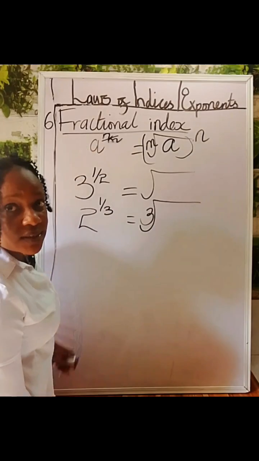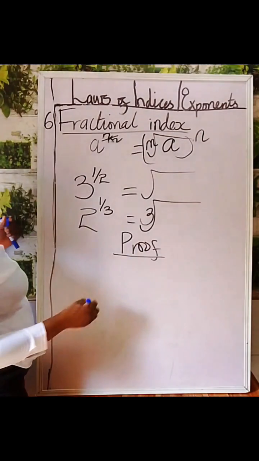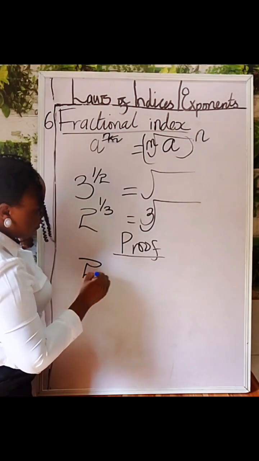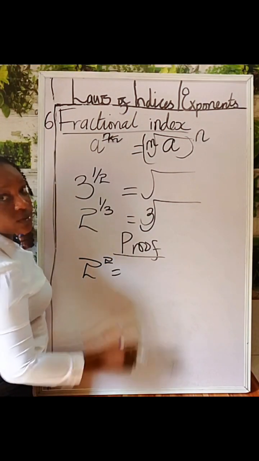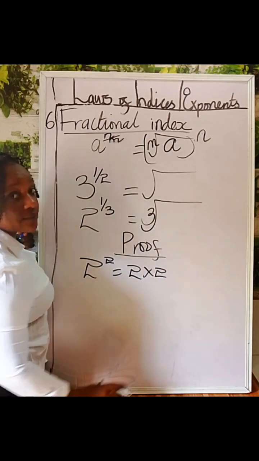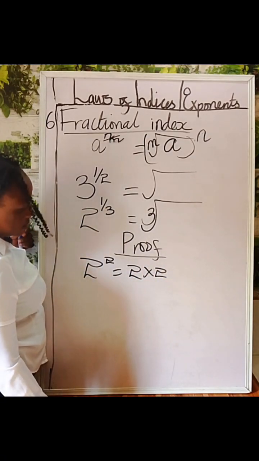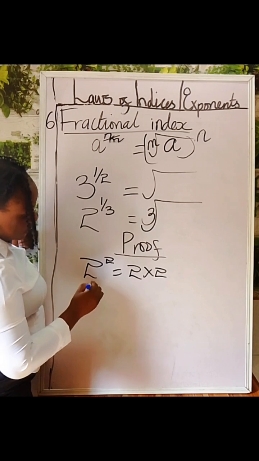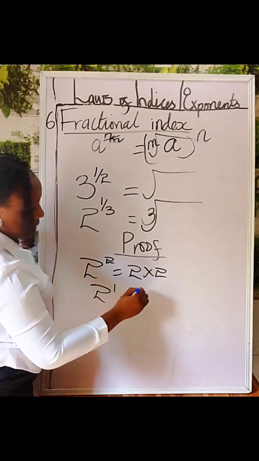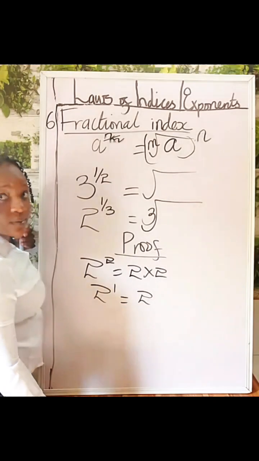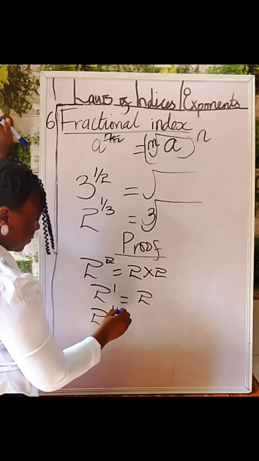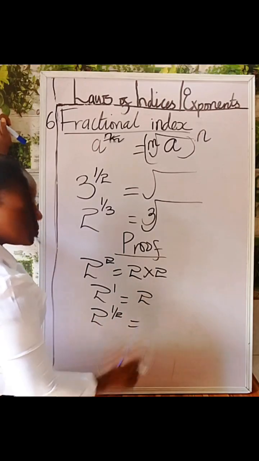We have to prove this. Okay, if I ask you 2 raised to power 2 is what? You can simply tell me that it's 2 times 2. Have you seen it? Now, if I ask you 2 raised to power 1 is what? You can simply tell me that it is 2. But now, if I ask you 2 raised to power half, it will be what?